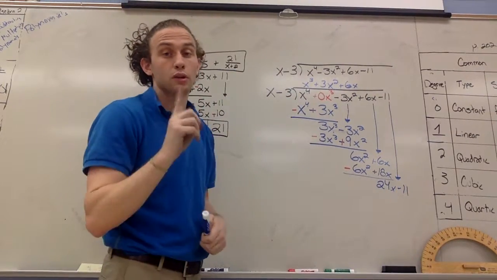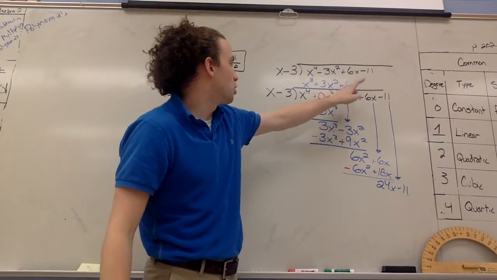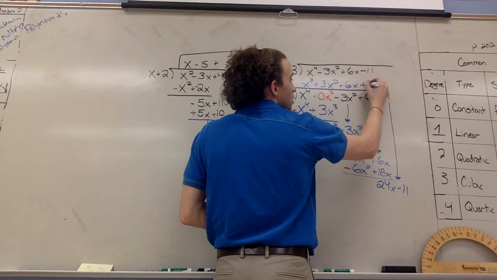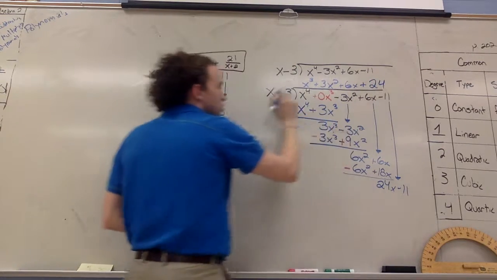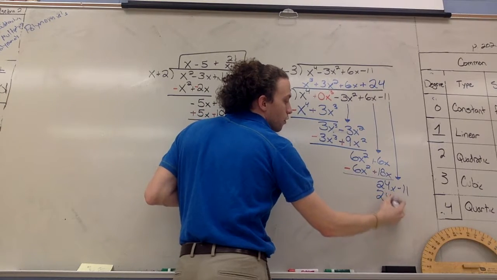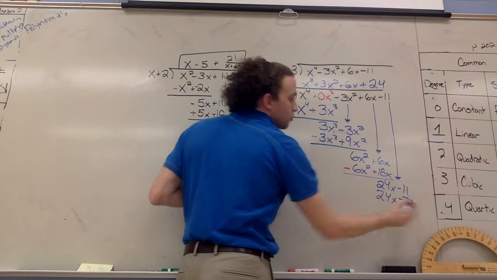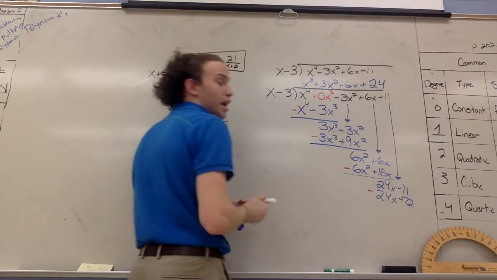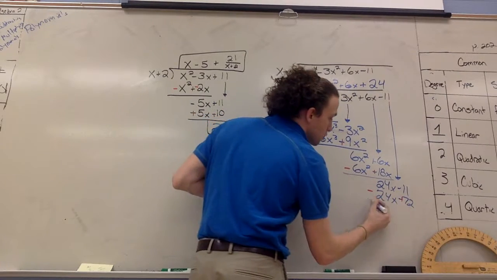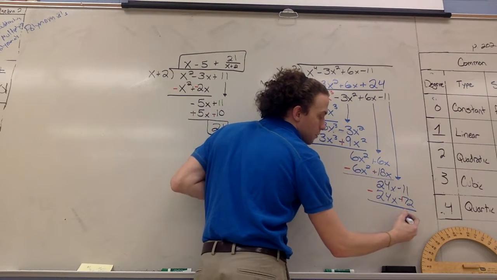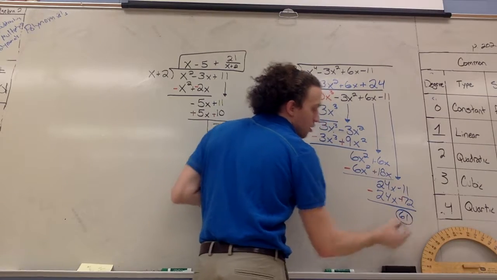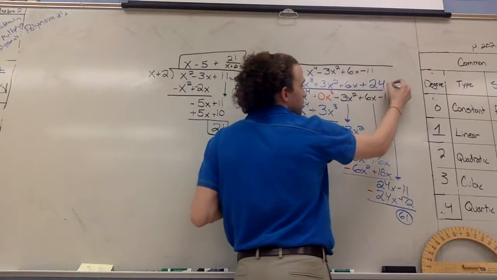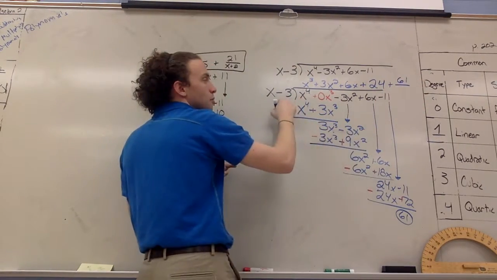And do the same thing one last time. What I need to multiply x by to get to 24x? Just 24. Distribute this. 24x minus 72. I need to change my signs and then add straight down. These cancel and give me 61. 61, I can't bring anything else down. That's going to be my remainder. And I put my remainder over my divisor.